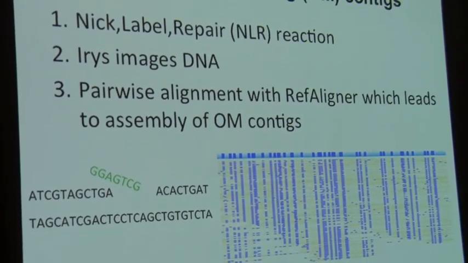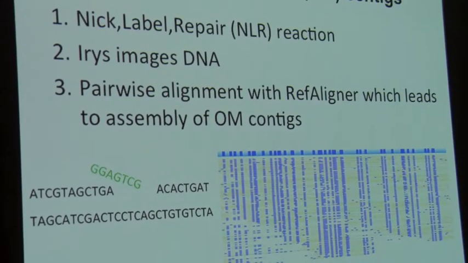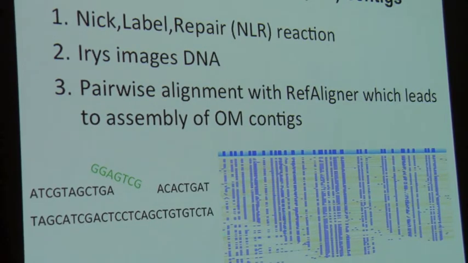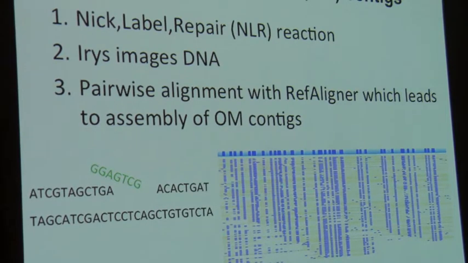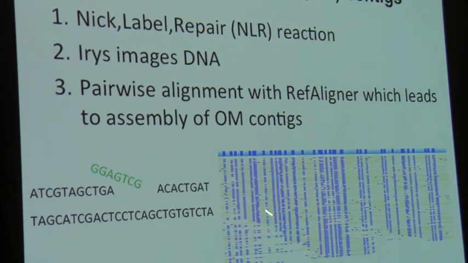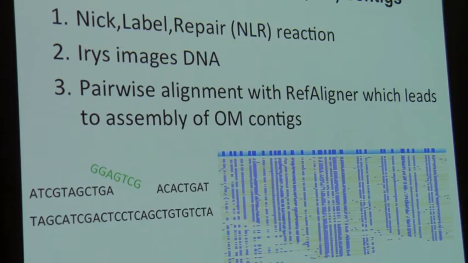So here's the creation of the optical mapping contigs. We're going to nick, label, and repair the DNA in specific sites. So here, every time GCTCTTC appears in the DNA, there'll be a nick, and at that nick, there's going to be a fluorescent nucleotide. Next, our machine Iris will image the DNA, and it'll detect every time a fluorescent nucleotide appears, and we'll have pairwise alignment of all those DNA molecules. So here we have a specific region of the DNA, and this constitutes all the DNA molecules in that region, and we're going to have a pattern which makes a barcode-like optical mapping contig.